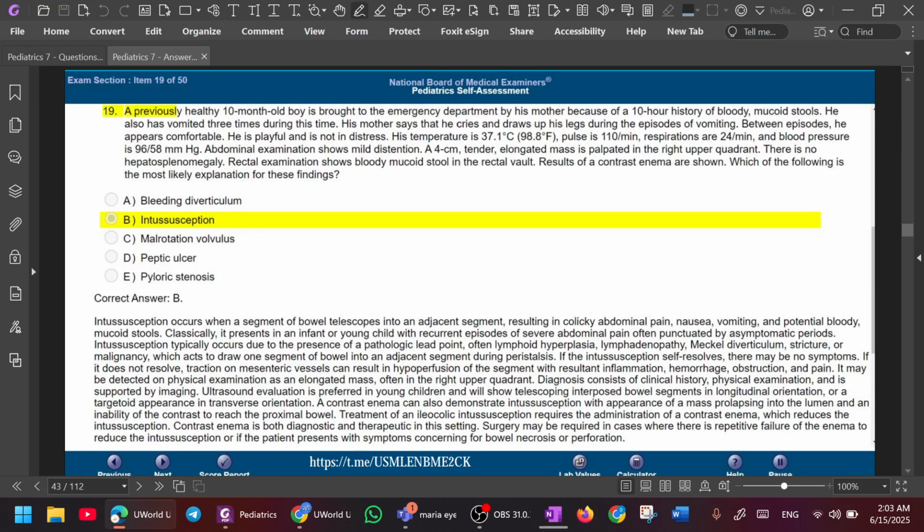Treatment of ileocolic intussusception requires the administration of contrast enema, which reduces the intussusception. Contrast enema is both diagnostic and therapeutic in this setting. Surgery may be required in cases where there is repetitive failure of the enema to reduce the intussusception, or if the patient presents with symptoms concerning for bowel necrosis or perforation.